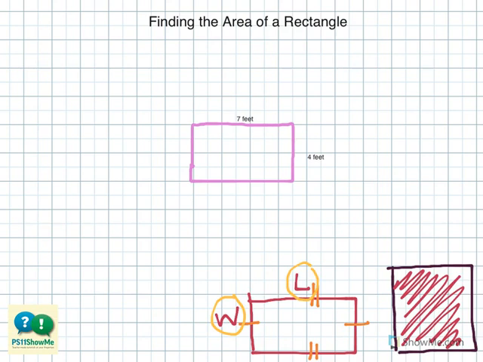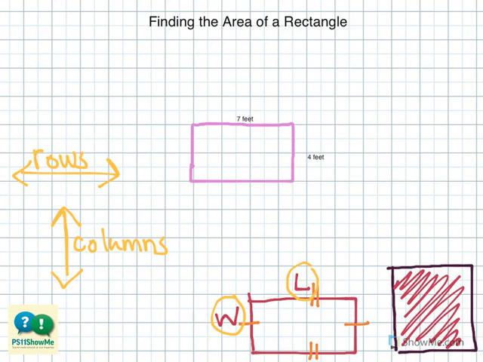One way we can find the area is to tile the rectangle. Tiling is making an array or a representation of the area using rows and columns. The important thing to remember is that rows go horizontally and columns go vertically. To tile a rectangle, you'll use the length and the width.